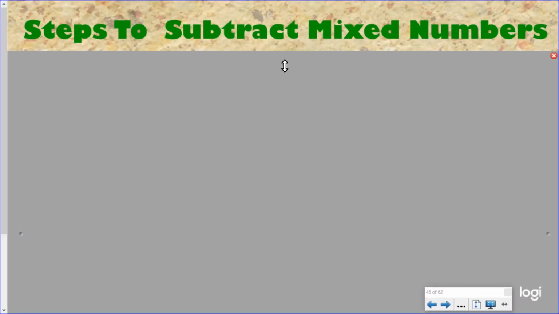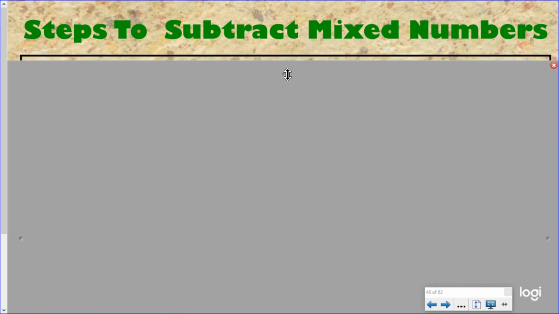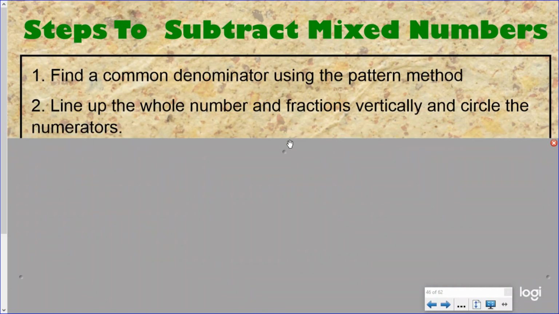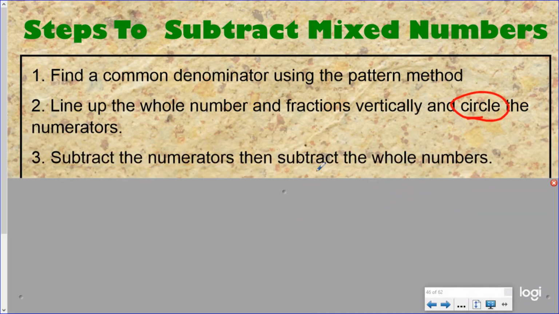Here are our steps to subtract mixed numbers before we get into our example. You'll find that they're very similar to adding mixed numbers. Number one is find a common denominator using the pattern method. Number two is to line up the whole numbers and fractions vertically and circle the numerators. Number three, you will subtract the numerators and then the whole numbers.